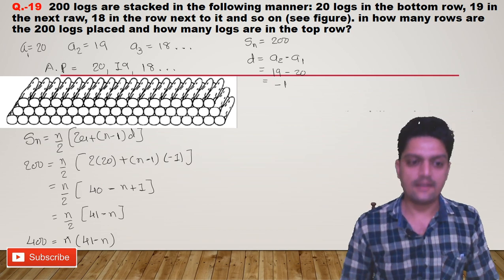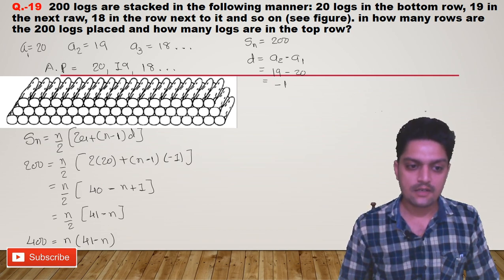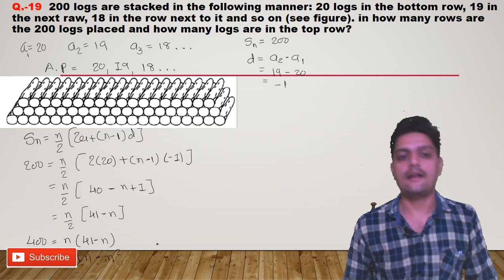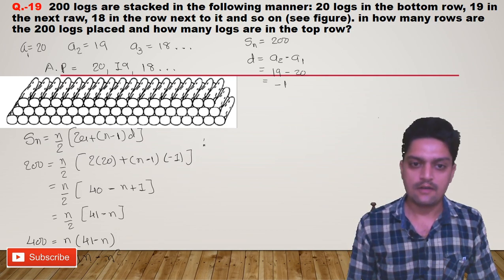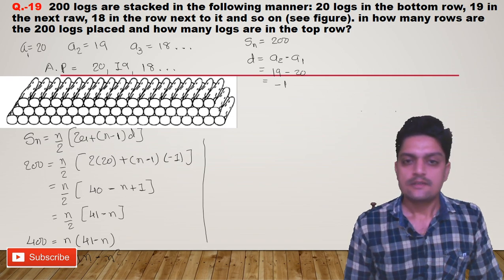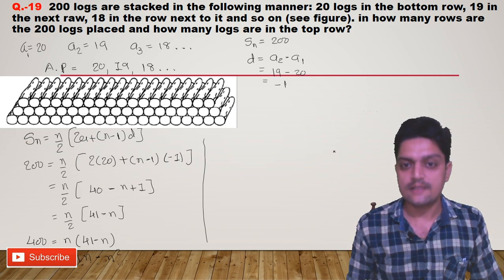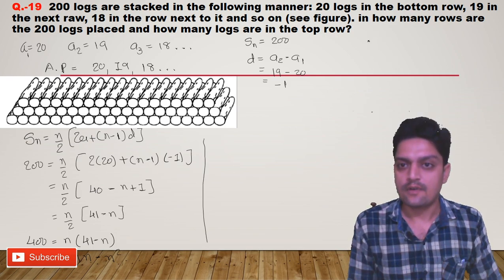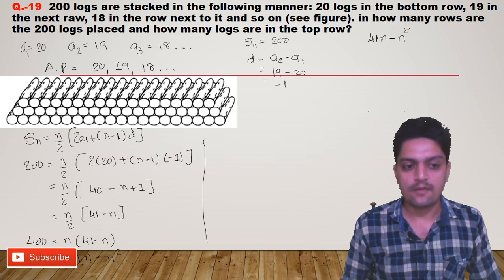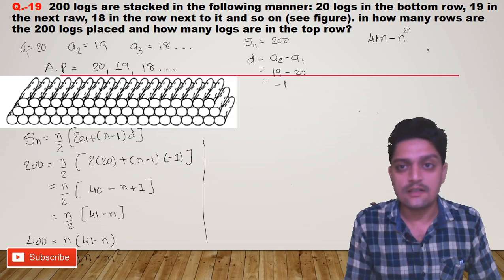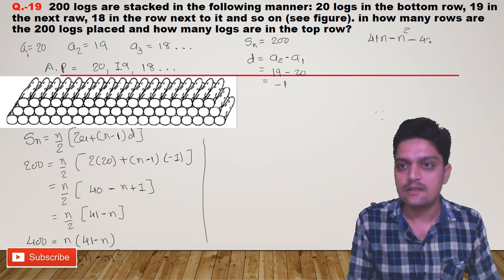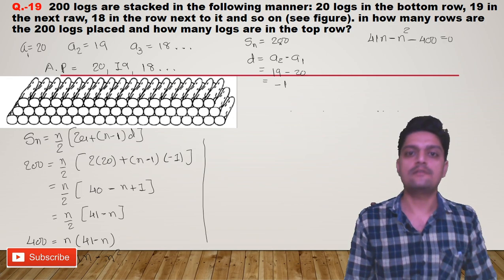So if you simplify all terms, what will come here: 41n minus n square is equal to 400 as it is. Now I will write here in standard form. Let me start from here so that I can use all this space. 41n minus n square, this 400 will become minus if it goes to the other side of the equal sign, so minus 400 is equal to 0.